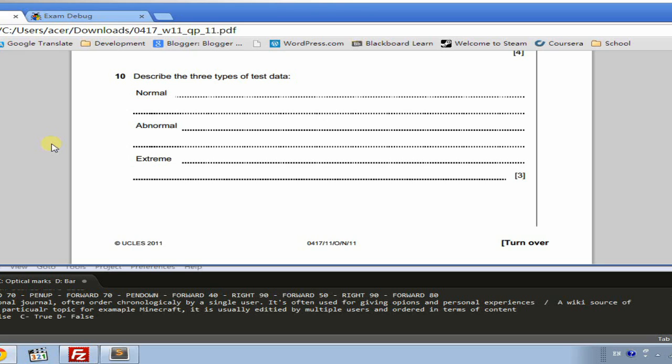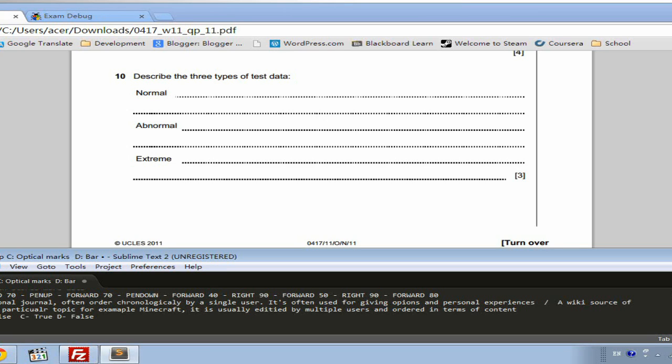So three types of test data. Normal test data is test data that is normal, which means that it's within the specified range. Let's think of it in terms of numbers, because it's easier. Let's say a user can enter a number between 5 and 20. The user can enter a number between 5 and 20.